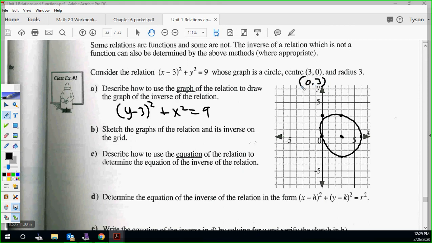I'm going to go ahead and go to a different color for the inverse. All right, so then it says sketch the graphs of the relation and its inverse on the grid. So now we're just going to take some points here. I'm going to take this point here. This is 3, 3. 3, 3 flipped is? Cool. Stays. This is 6, 0, so I'm going to 0, 6. We got that point. 0, 0 stays. And then down here we have 3, negative 3, so I'm going negative 3, 3. Do you see my new circle? Right there is your inverse circle.